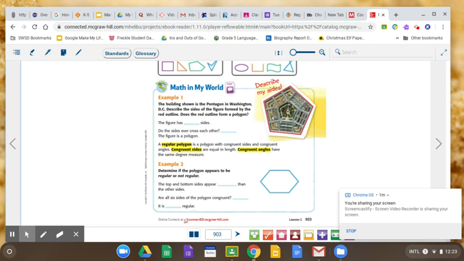For it to be not regular, some of the sides would be not the same. So for example, a regular polygon would be a square, because all the sides are the same, all the angles are the same. But a rectangle would be considered not a regular polygon, because not all sides are the same. The angles might be the same, but the sides aren't the same. Same thing with a rhombus. That's not a regular polygon, because all the angles are not the same degrees. So those are the two things we're going to be identifying: what the polygon is, and then we're going to be talking about whether it's a regular or a not regular polygon. Let me show you this next chart.